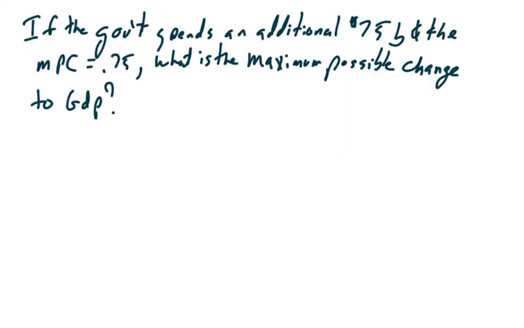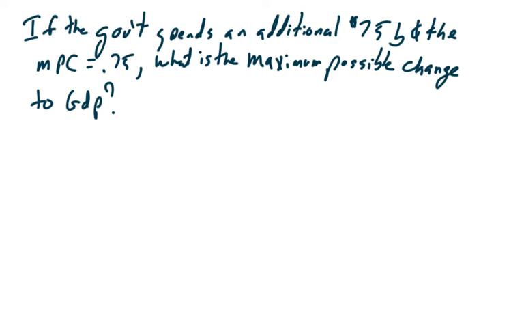In this case, the government is spending $75 billion. Right, that's all we know. They're spending $75 billion, and the marginal propensity to consume is 0.75. Now they're asking what is the maximum possible change to GDP that could happen as a result of this additional government spending. Well, again, we have our MPC equals 0.75.